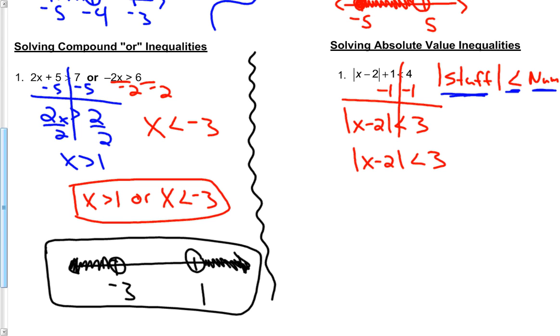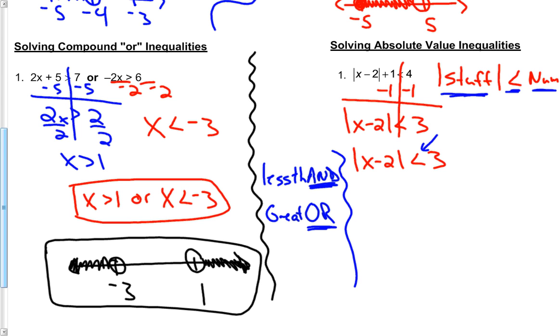When I look at the sign here, this sign is a less than sign. So think of it this way: less than, a greater than sign. We can use that rule to determine what kind of inequality it's going to be. So if I have a less than sign there, it's going to turn into an AND problem. If I had a greater than sign, it's going to turn into an OR problem. So here's how I do it. Less thans make it ANDs.